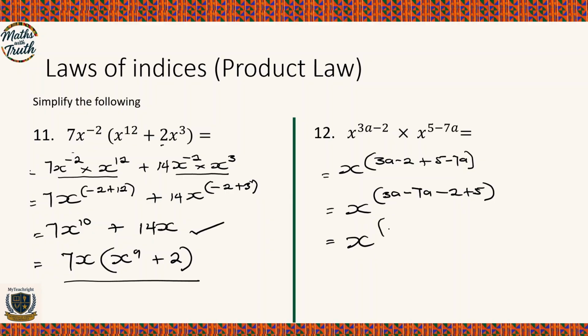We have here 3a minus 7a will give you negative 4a. Minus 2 plus 5 will give you plus 3. Well, you can leave it this way. You can arrange it to look a little bit more elegant. You have 3 minus 4a. So that is the answer.